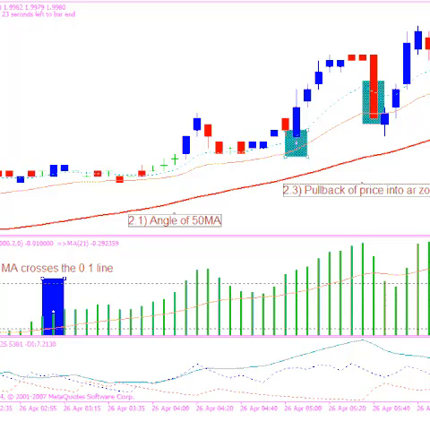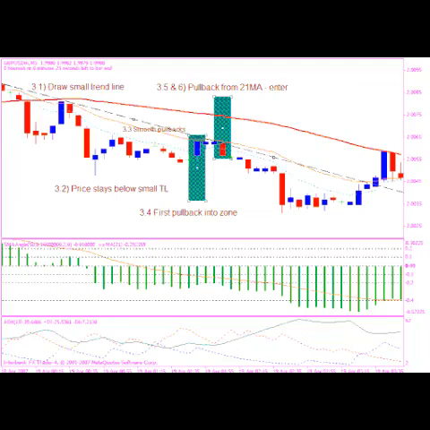Support line. 2.5 Optional: SM angle bars to be higher or lower than the 0.2 or minus 0.2 line. I don't use it anymore. The small resistance/support line is more accurate. The trade setup. Rule 1.